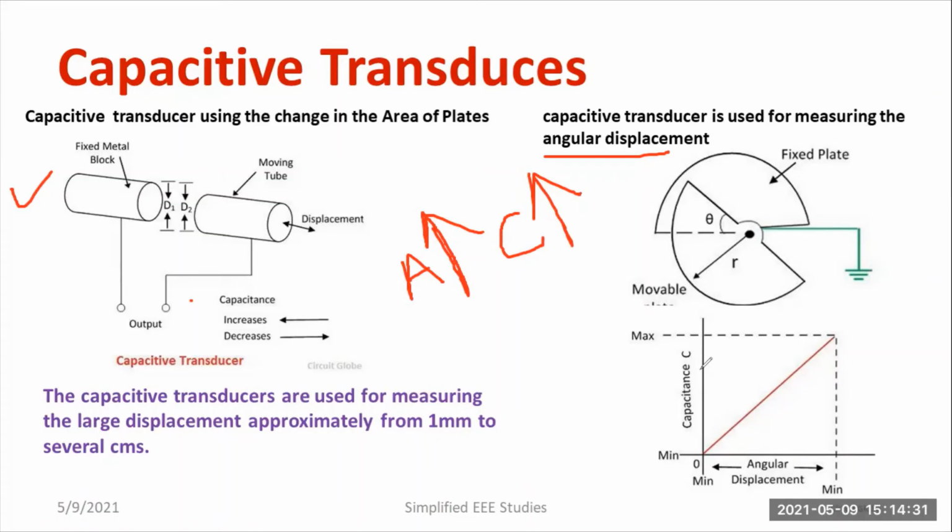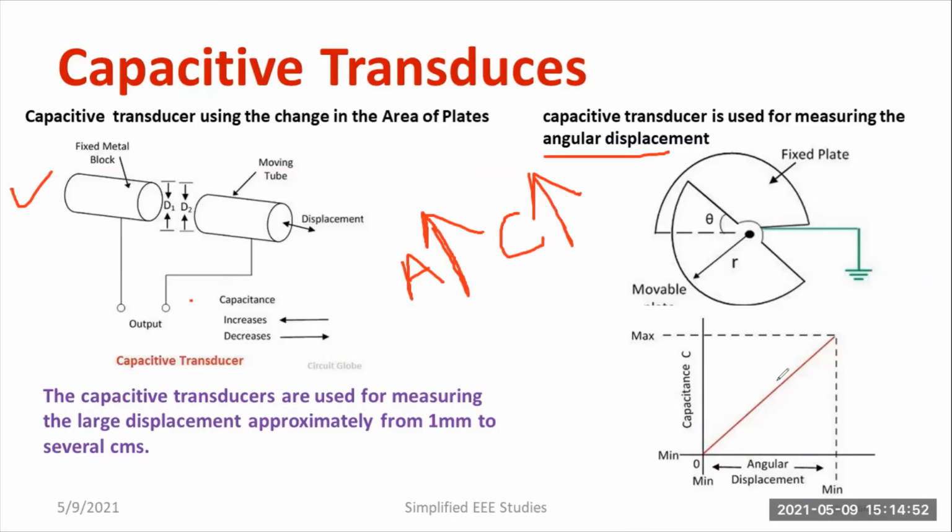If I plot the graph between capacitance and angular displacement, I will get a straight line. Why? Because the overlapping area is directly proportional to the output capacitance. See, you will be getting the straight line. From this we can conclude that as the angular displacement increases, capacitance also increases. That's the conclusion we can make from the graph.